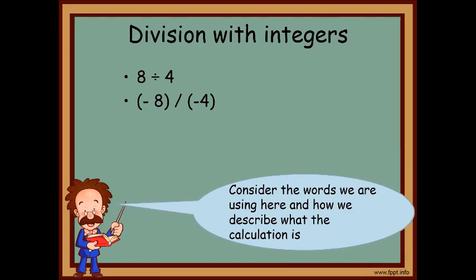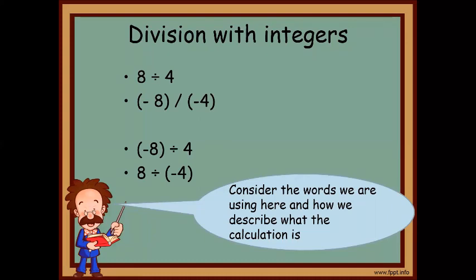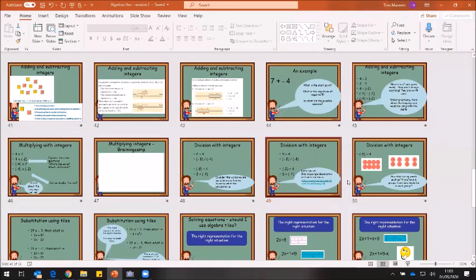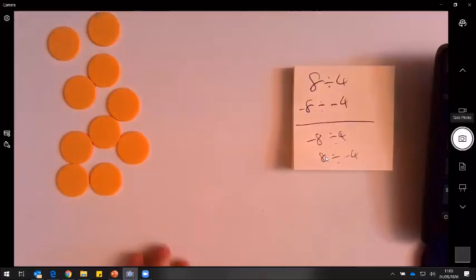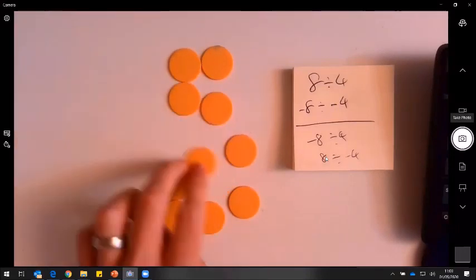So we're going to do 8 divided by 4. We're going to model -8 divided by -4. Then afterwards, I'm going to look at those questions, -8 divided by 4 and 8 divided by -4. Now, obviously there's a lot of difference between those, but we're to consider the words and how we describe those, and then I'm going to watch a video from Braining Camp again. So I'm going to try those. Oh, I have 8 ready. That was nice.